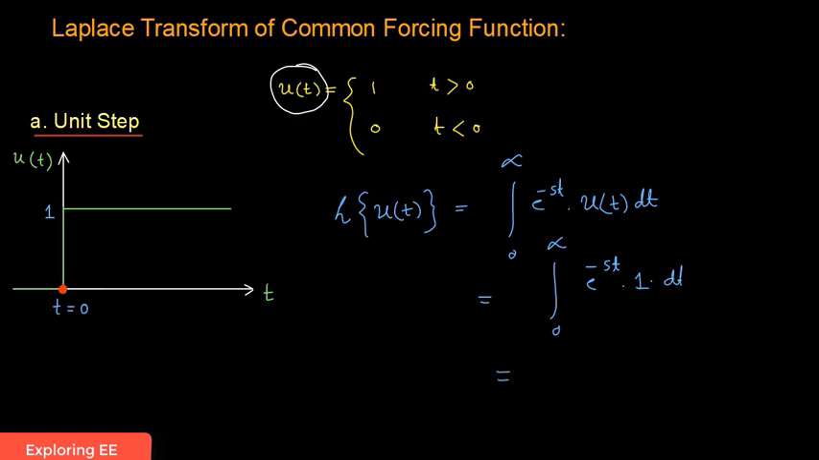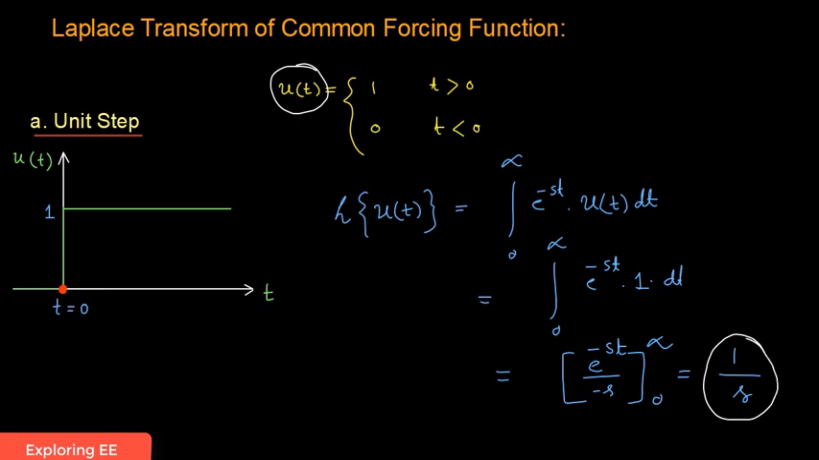It is coming out to be e^(-st) by -s under the limit 0 to infinity. e^(-infinity) is 0, e^0 equals 1, so 1 by s. 1 by s is the answer. So we can write down the Laplace of u(t) equal to 1 upon s.